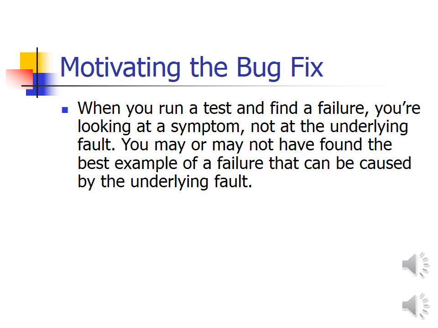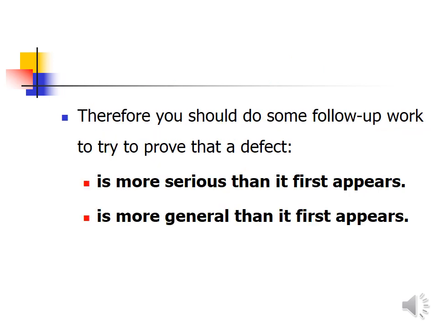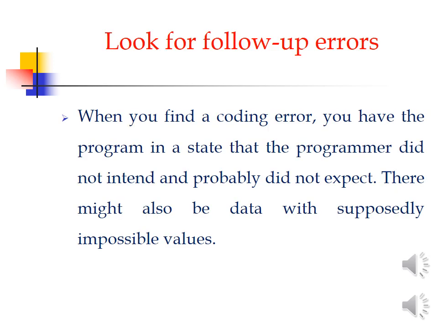Motivating the bug fix. When you run a test and find a failure, you are looking at a symptom, not at the underlying fault. You may or may not have found the best example of a failure that can be caused by the underlying fault. Therefore, you should do some follow-up work to try to prove the defect is more serious than it first appears, or more general than it first appears. So look for follow-up errors.